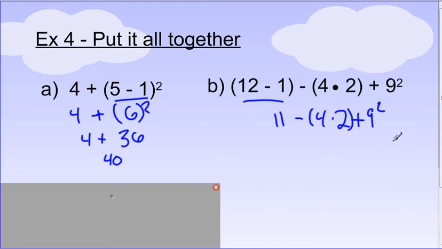I'm going to need a little bit more space for this one, I can tell. 4 times 2, because this is my next set of parentheses, that is 8. And now we've got subtract, add, exponent. Exponent comes next. 9 squared is 81. 9 times 9 is 81.